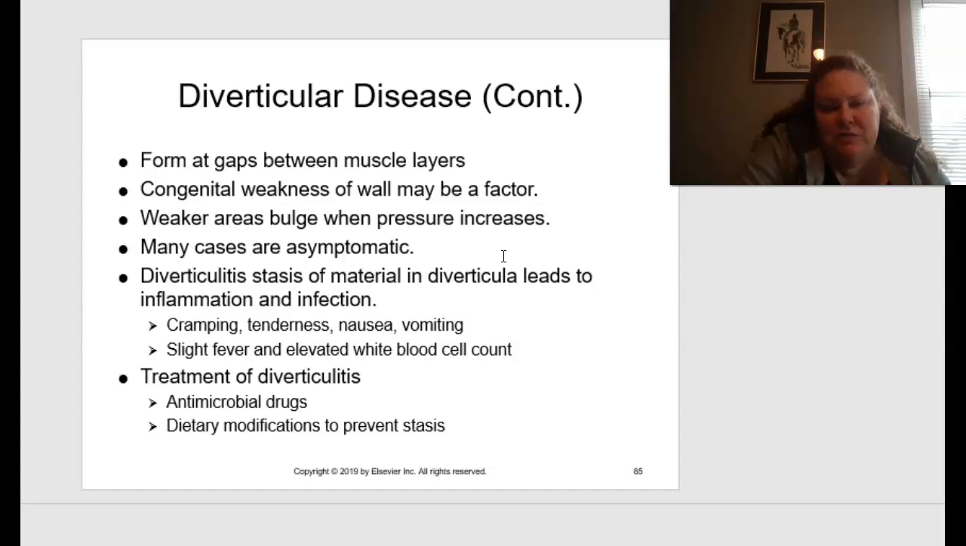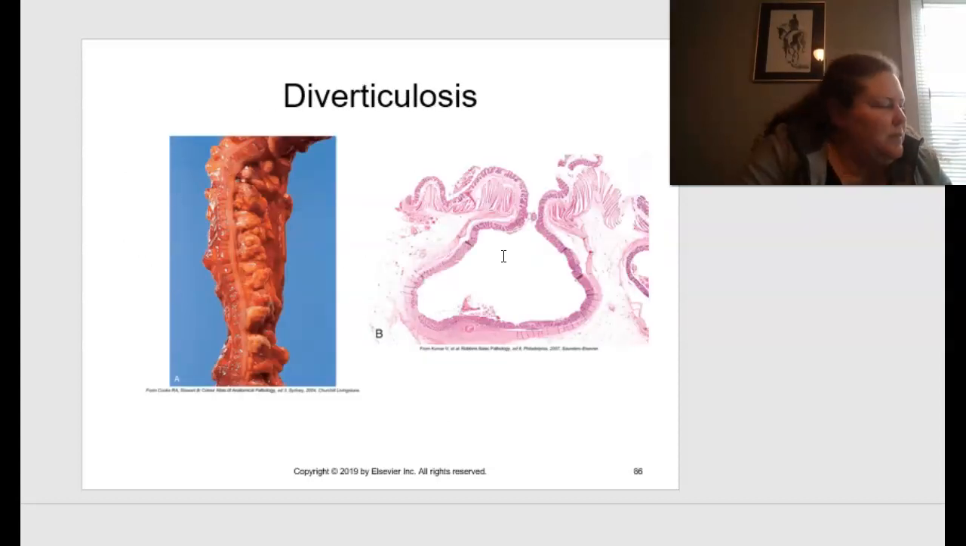The treatment of diverticulitis could be antimicrobial drugs, as well as dietary modifications to prevent stasis. This is a picture of diverticulitis. This is figure 17.37 in your book on page 476. And so A over here on the left shows diverticulitis of the sigmoid colon. And over here is just a low power, so zoomed out, micrograph of a diverticulum of the colon showing the protrusion of the mucosa and the submucosa through the colon wall.